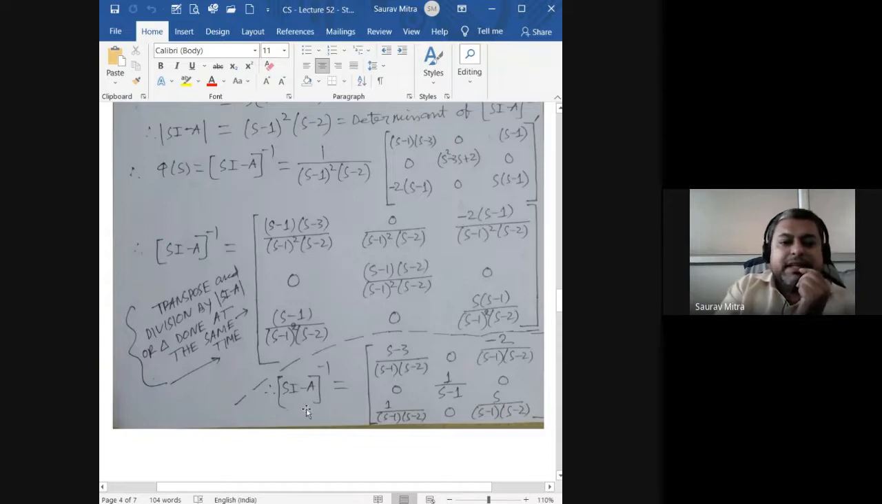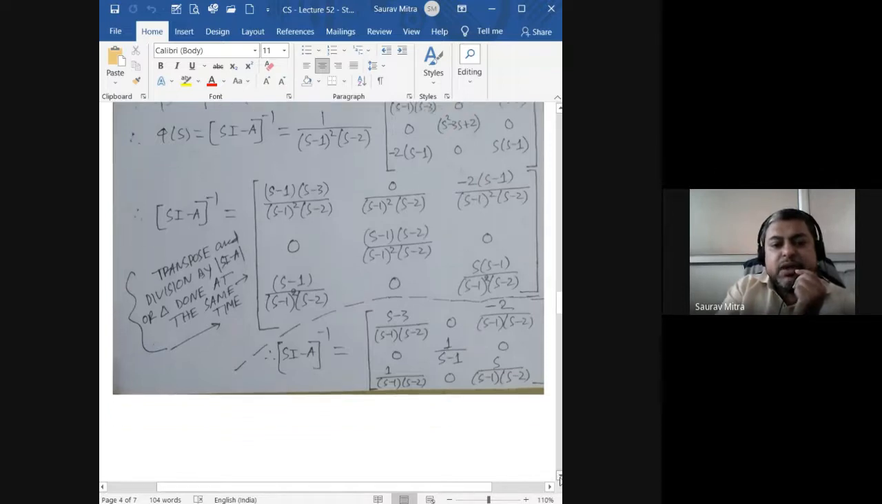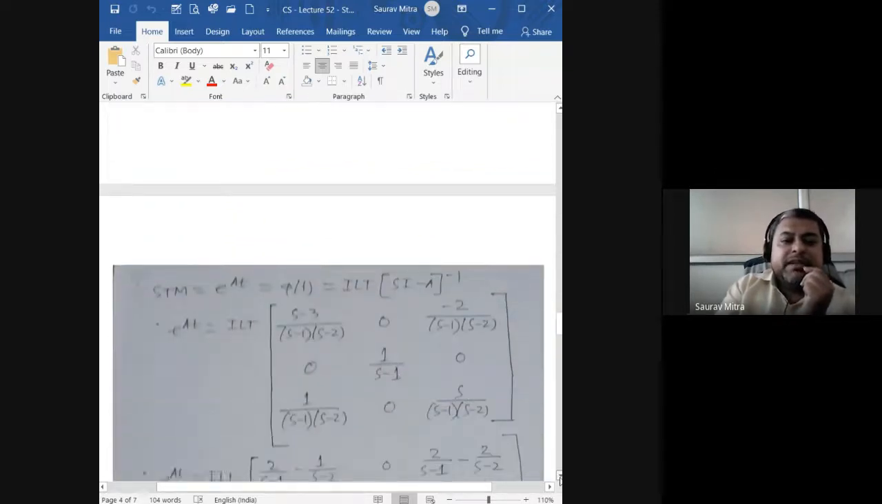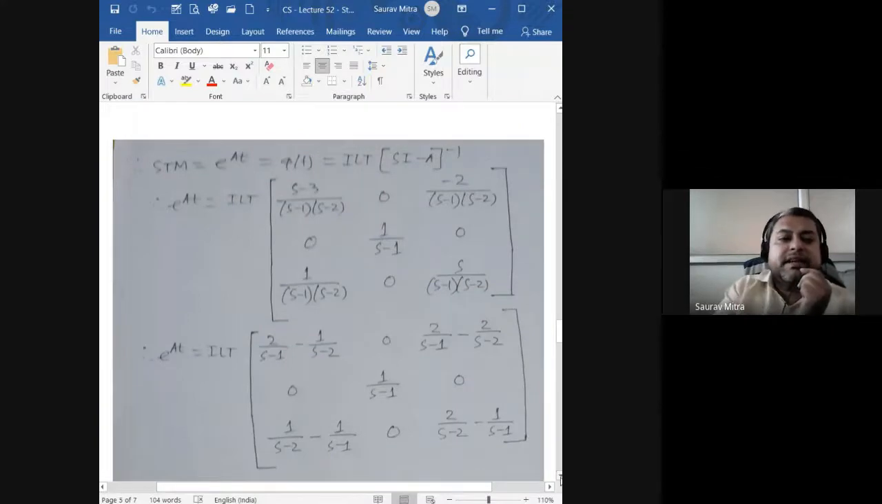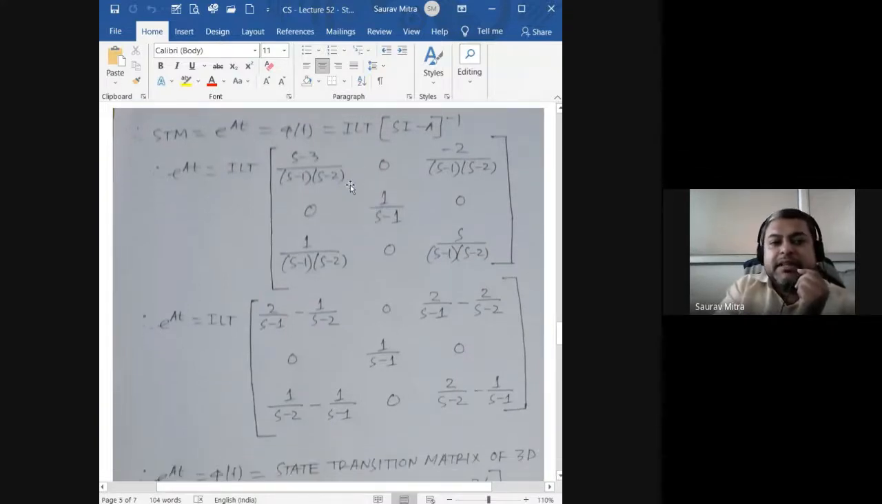Okay, so finally (sI - A) inverse is this one. But this one you cannot use directly. Next step is you have to do partial fraction. So I have written here e raised to at. e raised to at is actually the inverse of (sI - A), and you take the ILT. ILT stands for inverse Laplace transform.